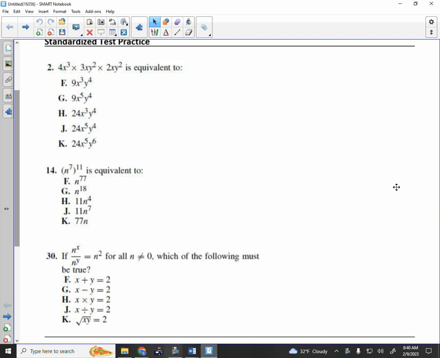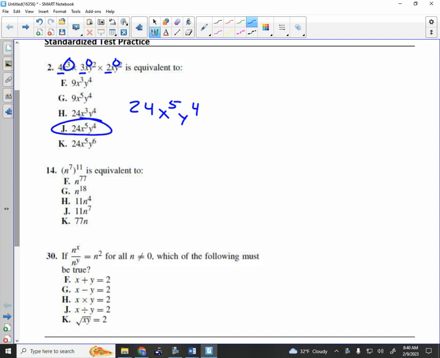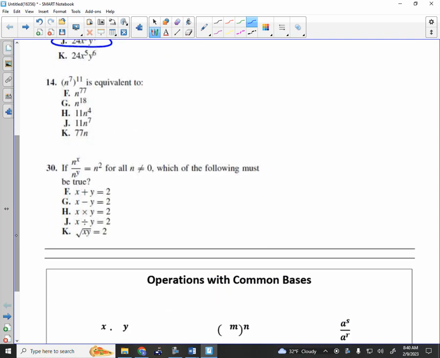All right, let's see what you got. The first one, 4x cubed times 3xy squared times 2xy squared. 4 times 3 times 2 is 24. X to the third, x to the first, and x to the first makes x to the fifth. And then y squared and y squared makes y to the fourth. So the answer is letter J. You add the exponents when you're multiplying. If you're taking a power to a power, you multiply.